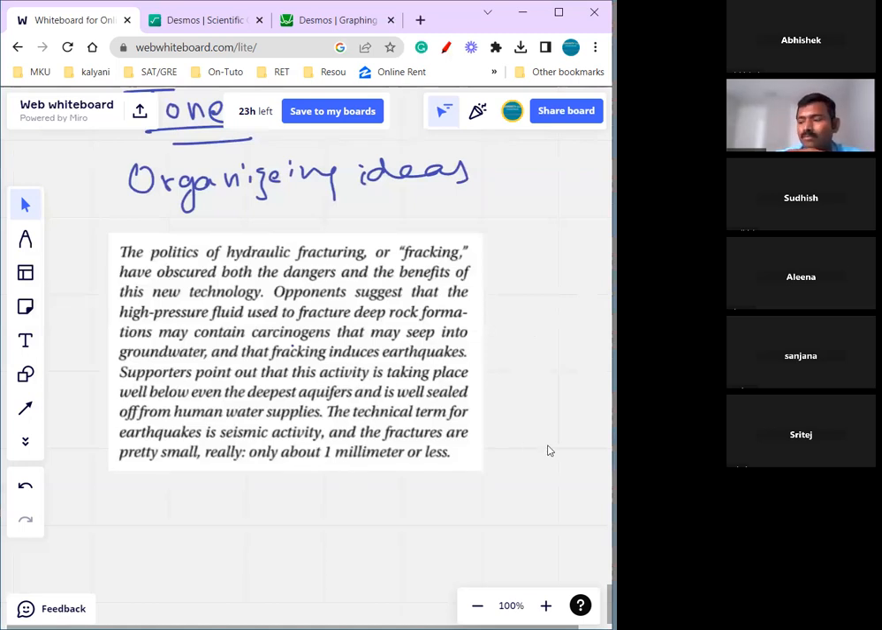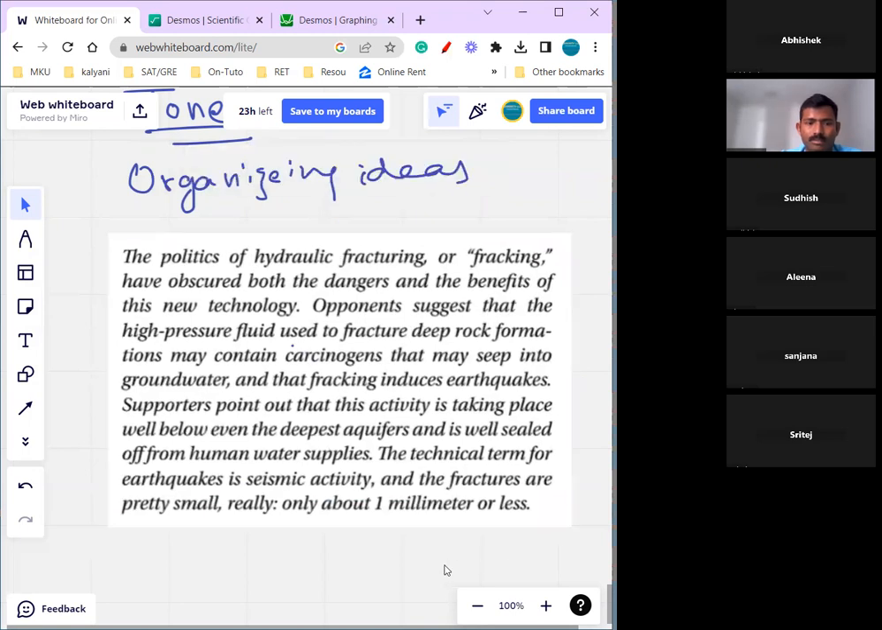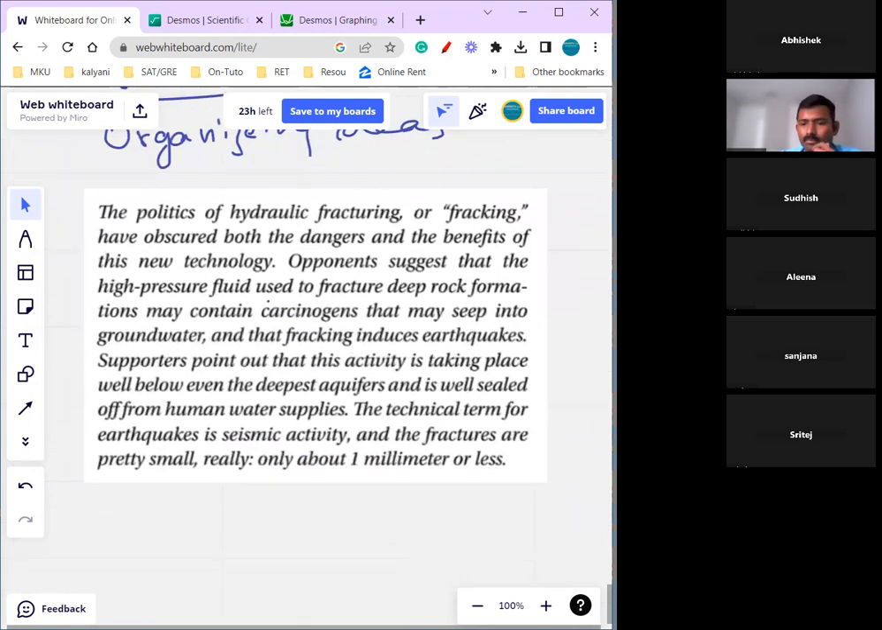The politics of hydraulic fracturing or fracking have obscured both the dangers and benefits of this new technology. Opponents suggest that the high-pressure fluid used to fracture deep rock formations may contain carcinogens that may seep into groundwater, and that fracking induces earthquakes. Reporters point out that this activity is taking place well below even the deepest aquifers and is well sealed off from human water supplies. The technical term for earthquakes is seismic activity, and the fractures are pretty small, really, only about 1 millimeter or less.